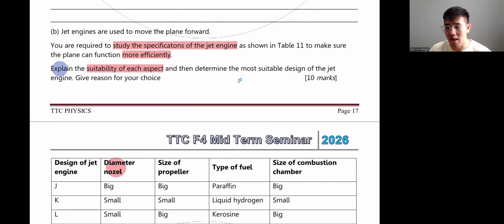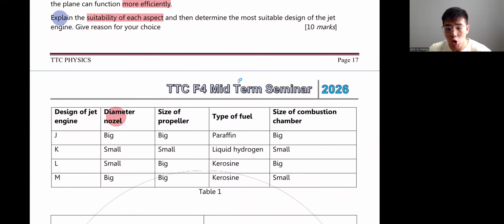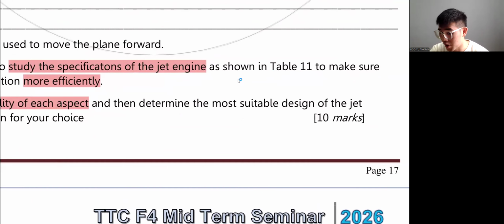But of course, it has a fixed answer. So it's not an open-ended question. You cannot say, oh, big, then you explain, small, you explain, you both get the marks. No, there's a fixed answer. In fact, for the diameter of the nozzle, you have to pick it to be small, as small as possible. And then you go back to the question. Later I will continue to explain.